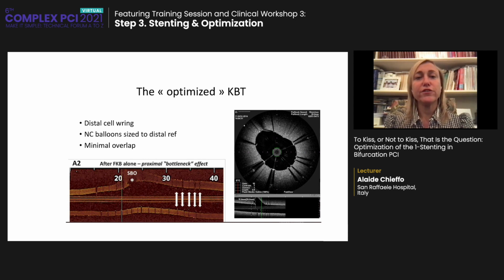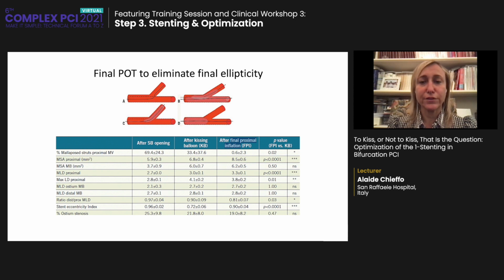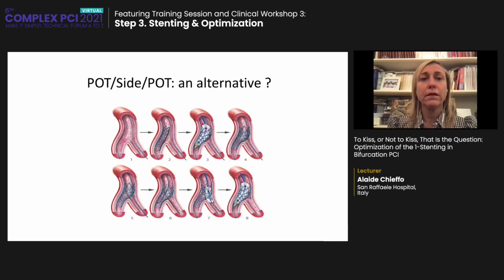For optimized kissing balloon inflation, you have to have distal cell wiring, a non-compliant balloon sized to the distal reference, and a minimal overlap. Another possibility is an asymmetrical kissing balloon inflation. In this case, you are going to have less bottleneck effect. After the kissing balloon inflation, a final POT is indicated and suggested in order to eliminate the final ellipticity. POT, side, and POT can be suggested as an alternative.